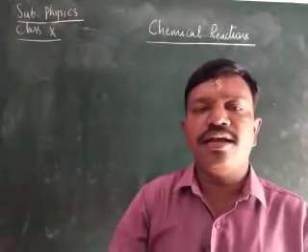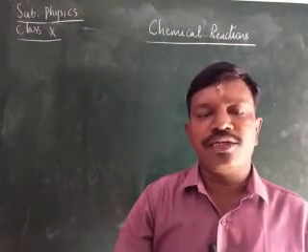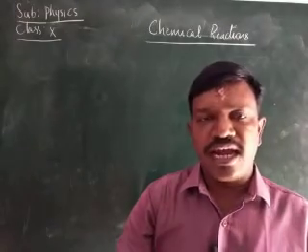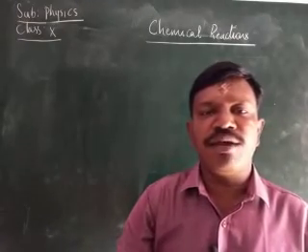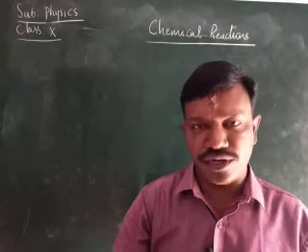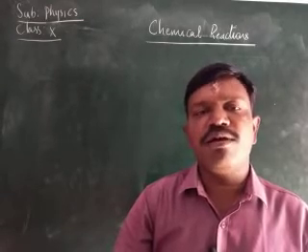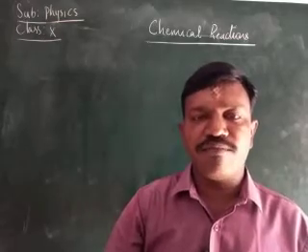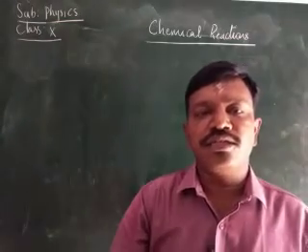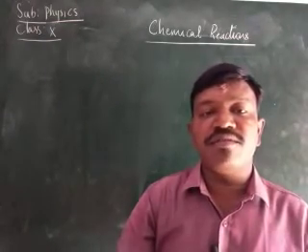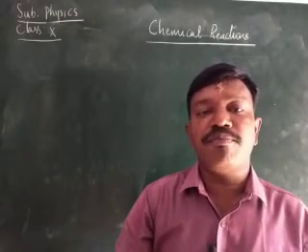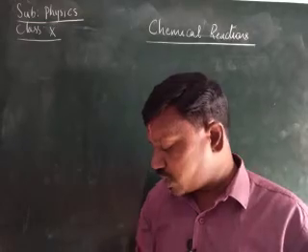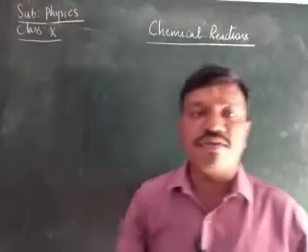Children, as we are learning the chapter Chemical Reactions and Equations, as a part of this chapter, we are learning about chemical reactions. I have given the symbols of 30 elements, and after giving the symbols of the 30 elements, I have given the formulae of different compounds, children.